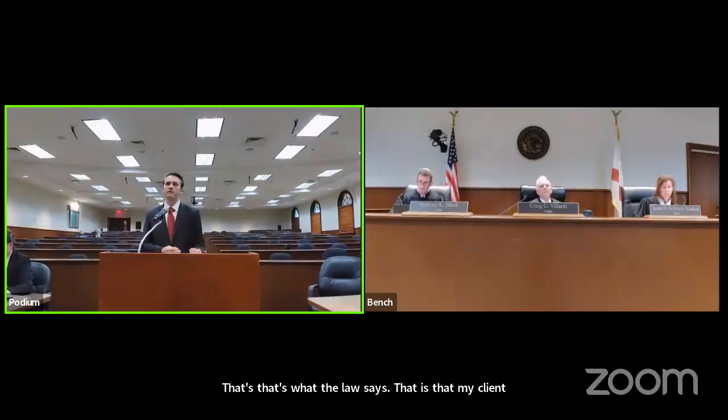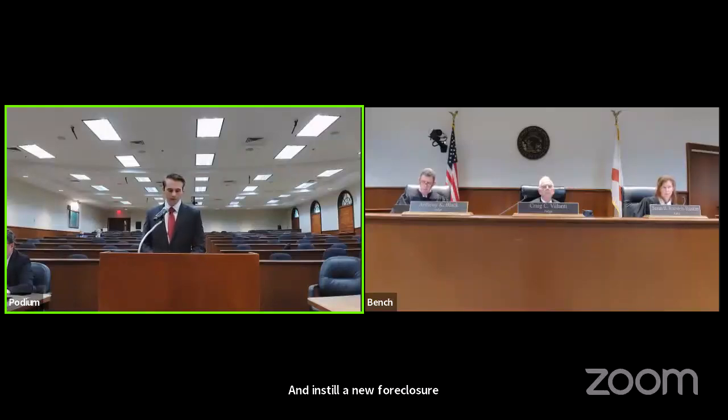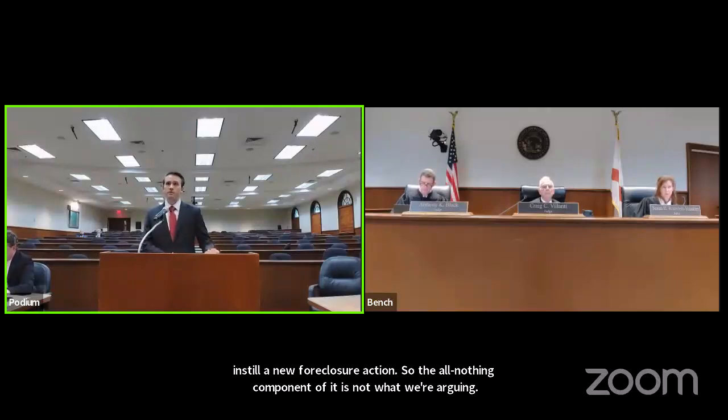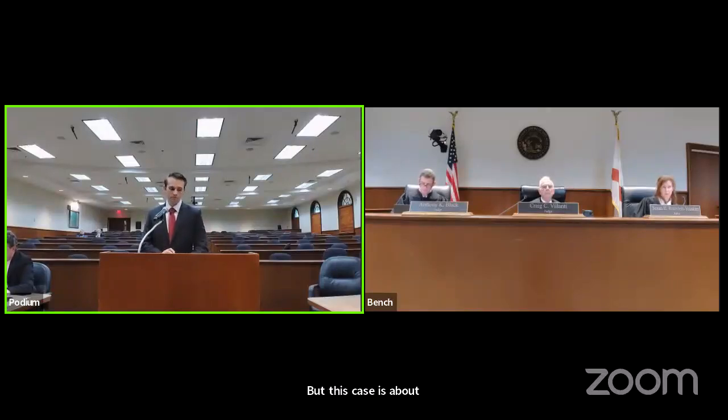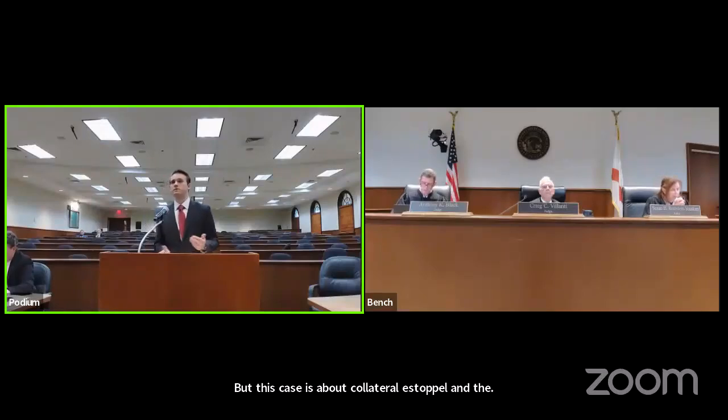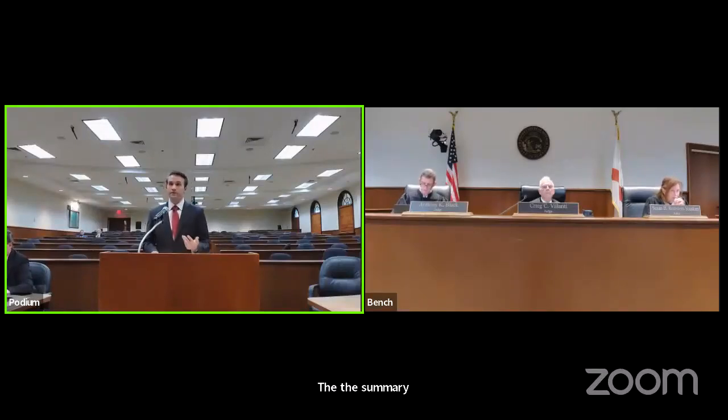That is what the law says that appellant would be able to do, is being able to allege a separate date of default and institute a new foreclosure action. So the all or nothing component of it is not what we're arguing. But this case is about collateral estoppel, and the summary judgment order, the final judgment that the trial court entered in the second foreclosure action, was based on collateral estoppel, which we argue in our briefs and argue today is an improper ruling because collateral estoppel does not apply to these facts.